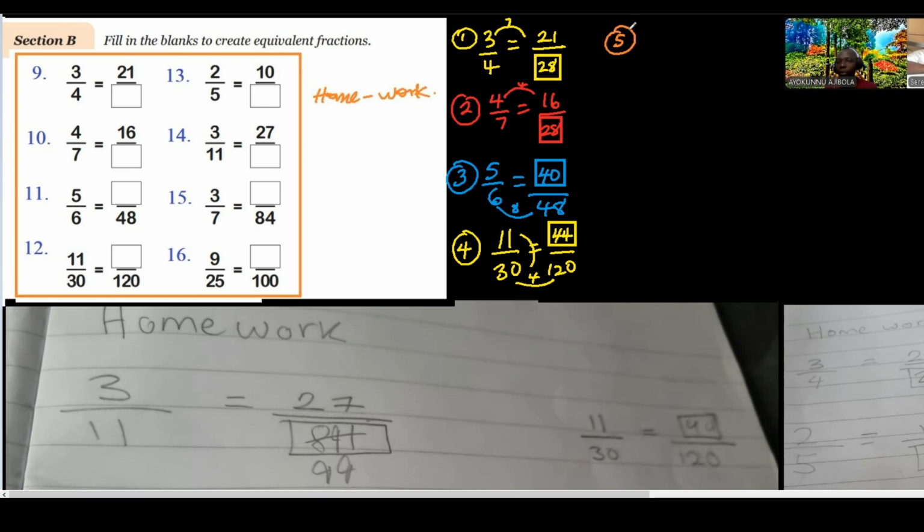We have 2 over 5. 2 over 5 equal to 10 over something. Okay? So 2 times what will give me 10? 2 times what will give me 10?